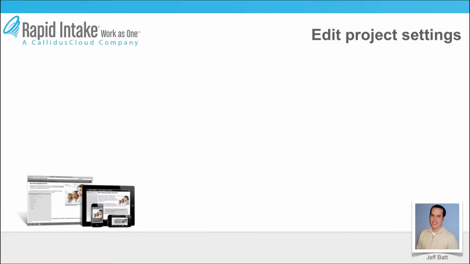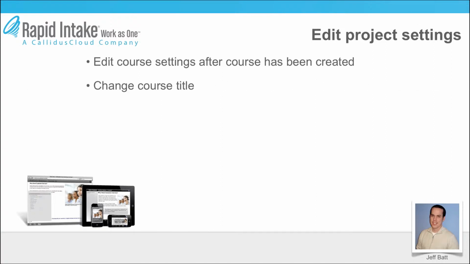In this training, we're going to talk about editing your project settings after a course or a project has already been created. So we'll talk about going in there, editing the course settings, and then changing different elements and seeing what you can change within the project settings. And some of the things that we'll show you is how to change the course title if you end up changing the course title later.